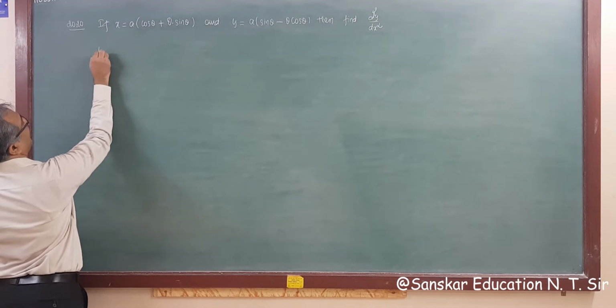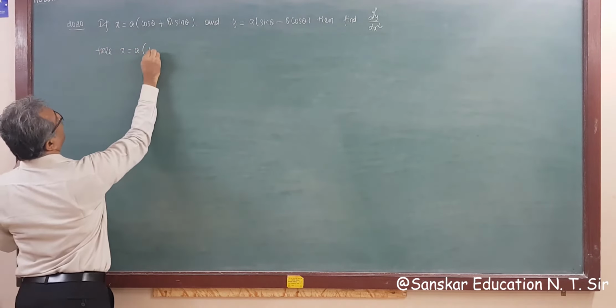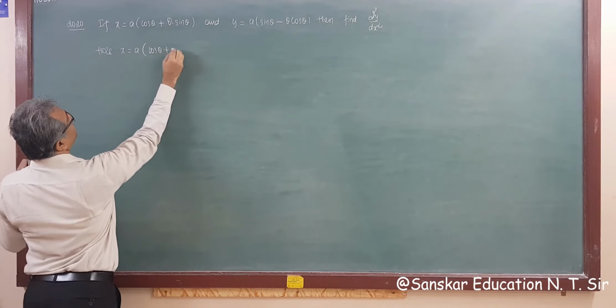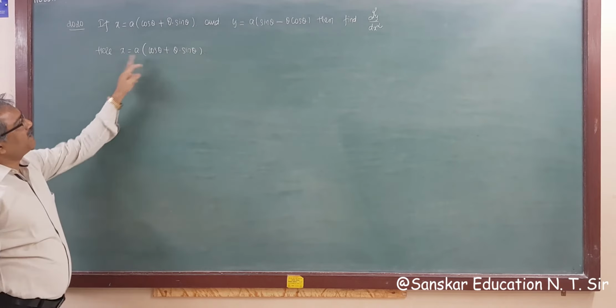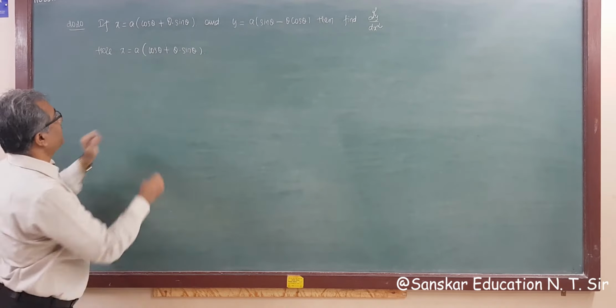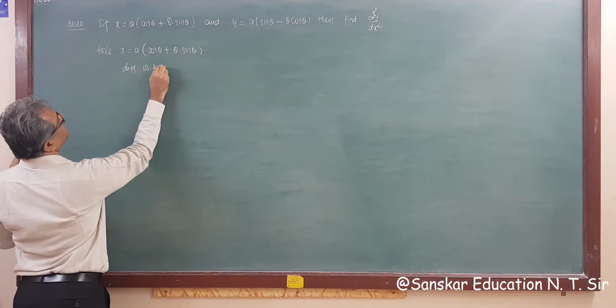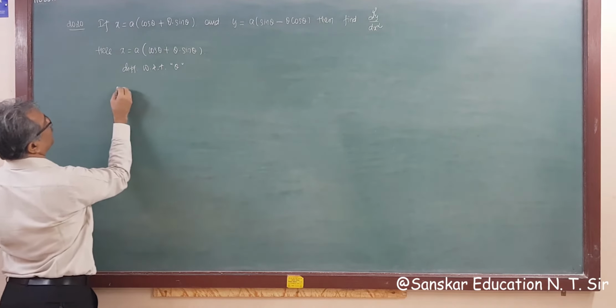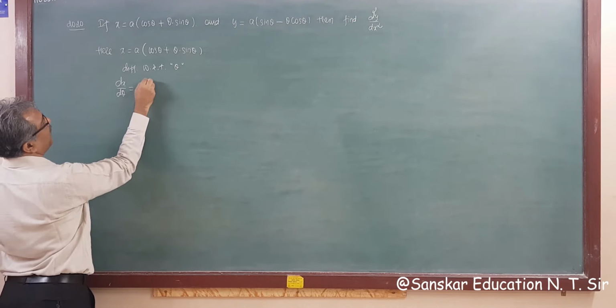So here x is a cos theta plus theta sin theta. So x is a function of theta, so differentiating with respect to theta, what we get? dx by d theta is equal to a.